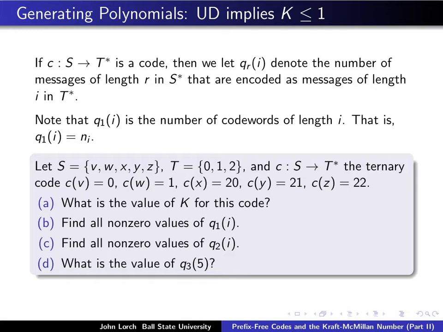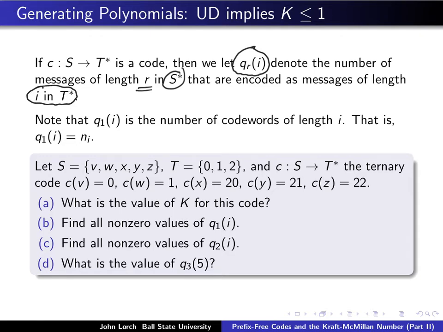To show that the implications on the previous slide are reversible, it suffices to show that any uniquely decodable code has a Kraft-Macmillan number that's less than or equal to 1. So to do that, we're going to introduce some new parameters, these q sub r of i's. So q sub r of i is going to denote the number of messages of length r back in S star that, when encoded, give messages of length i in the code alphabet T star.